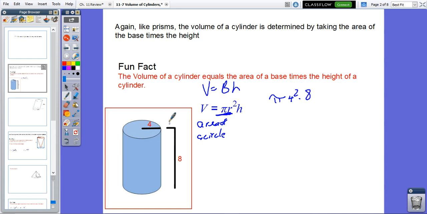Now another thing, let's talk about the height. The height has to be perpendicular to both the bases. So we look at the perpendicular distance between the two bases. I will show an example here. Anyways, look at this problem.